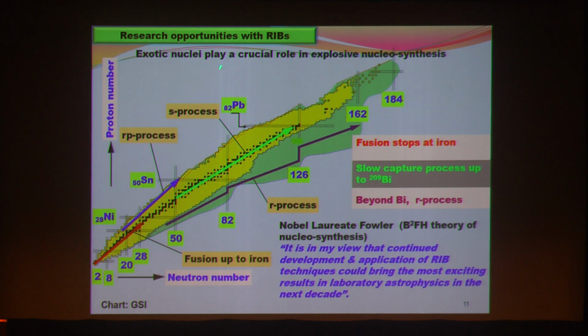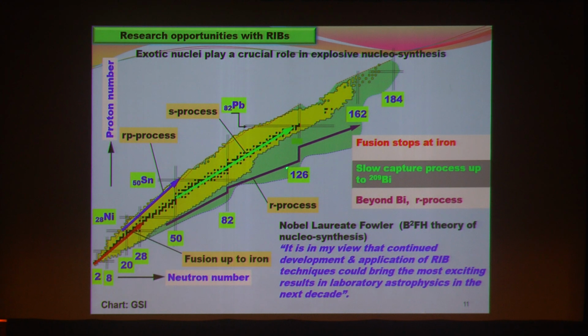Then exotic nuclei also play a very crucial role in explosive nucleosynthesis. This is a very familiar nuclear chart. So the fusion reaction stops at iron. This is the red line. Slow capture process or s-process is possible up to 209 bismuth. Beyond bismuth, it is the r-process shown by this zigzag line. And all these processes, you can see this blue line totally away from the stability line. This red line, this violet line is also like that.